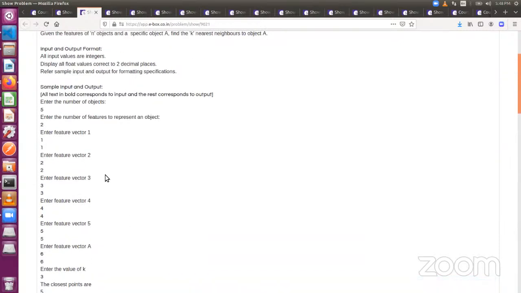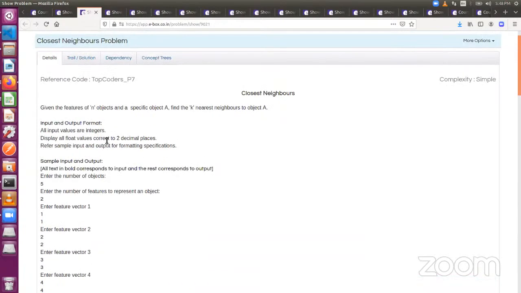Okay, so I'll just repeat the problem. So you will be given with n objects, and these n objects will have a specified number of dimensions. Okay, the dimension is specified here. So if 2 means 2 dimension, 3 means 3 dimension, like that. So now what you're going to do is you're going to find the k nearest neighbors.